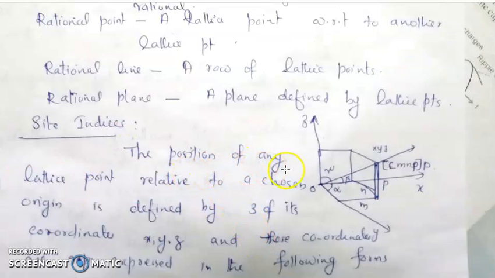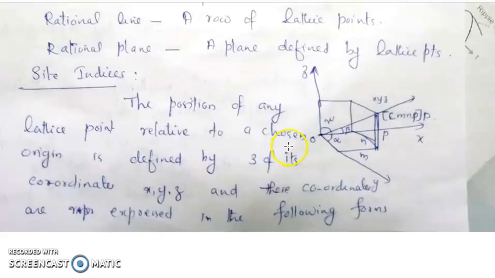Then the position of any lattice point. Suppose we have a lattice point here. The position of any lattice point relative to a chosen origin is defined by its three coordinates x, y, z, and the coordinates are expressed in the following forms. So we have the crystal translation vectors here.